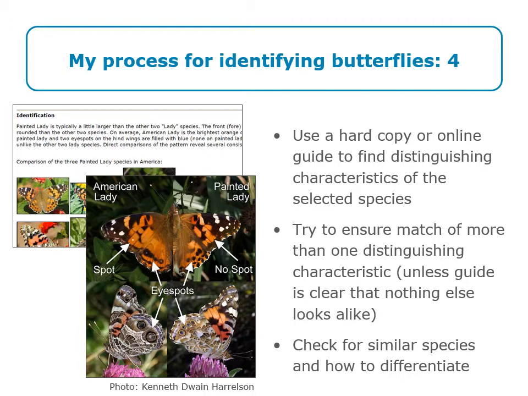So yes, how many eye spots does it have? It has 2, great. Does it have that little clear spot in the forewing? It does, great. And then oftentimes guides will say, here are some species that look similar to this species, and this is how you can tell them apart. And so that's very helpful because that will help you know that you're not actually making a mistake and thinking this butterfly is one thing when it's actually something that it looks just a lot alike.